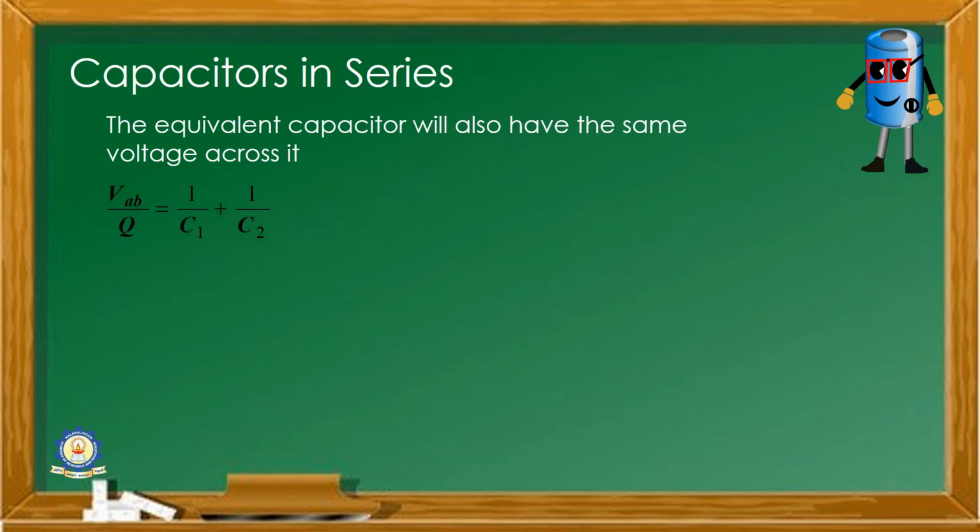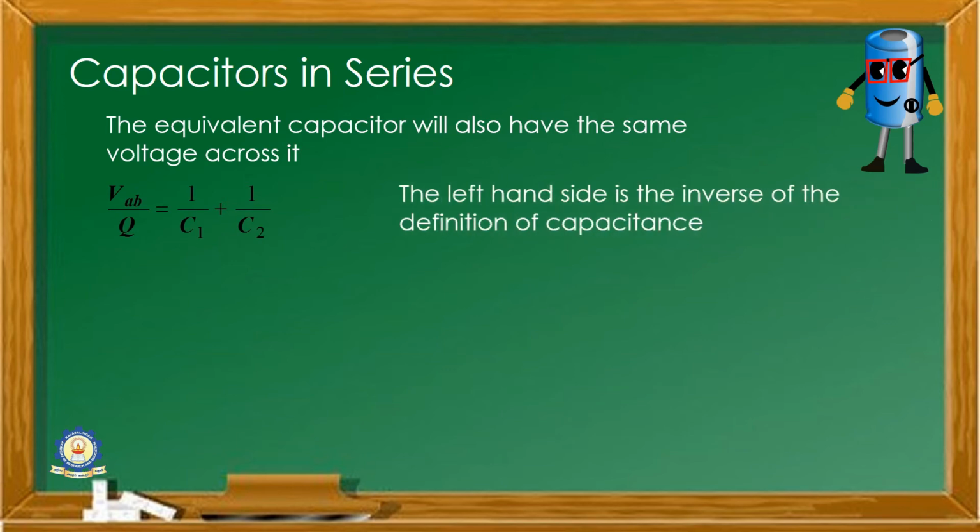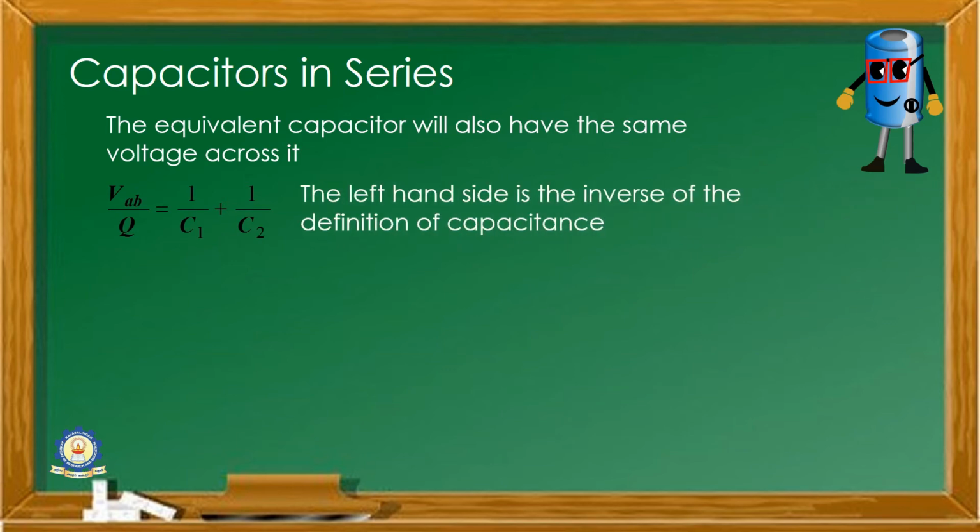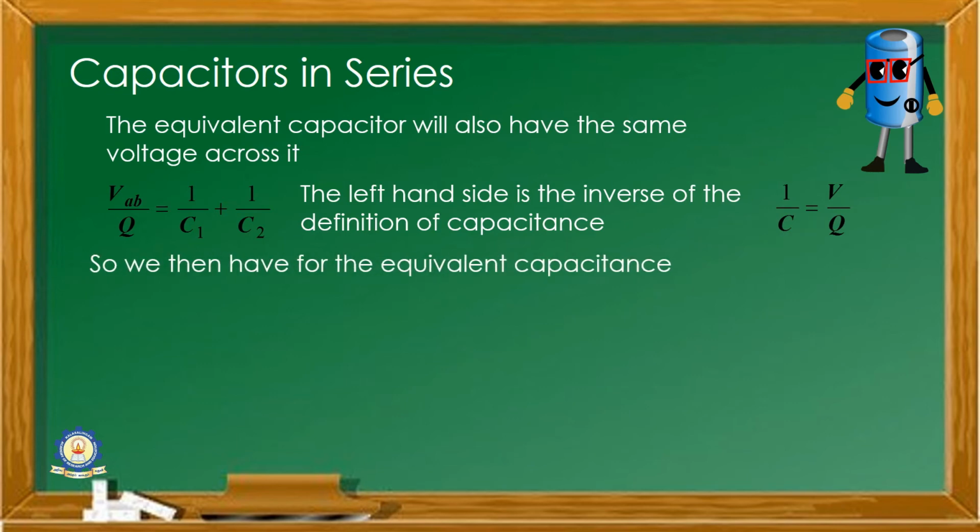That is VAB by Q is equal to 1 by C1 plus 1 by C2. The left hand side is the inverse of the definition of capacitance. So it can be written as 1 by C is equal to V by Q. So we then have for the equivalent capacitance 1 by CEQ is equal to 1 by C1 plus 1 by C2, which is the inverse form of the resistances which are connected in series.